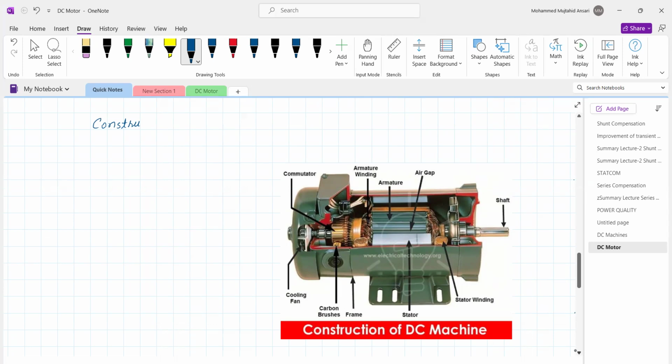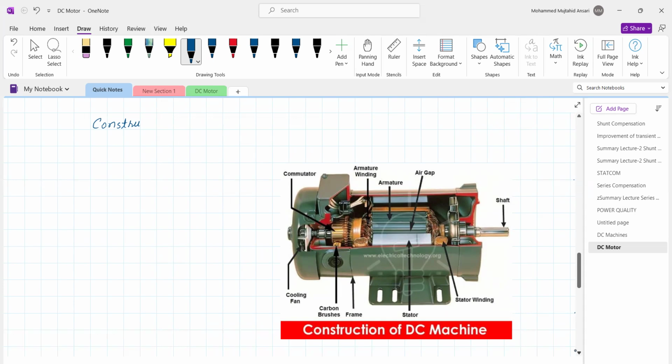The field winding produces the magnetic flux. The armature winding and the field windings are on the poles. So the DC motor may be a 2-pole, 4-pole, 6-pole, 8-pole machine, and so on. This is the shaft of the motor, which is connected to the pulleys and mechanical loads. So these are the main constructional features of the DC motor.